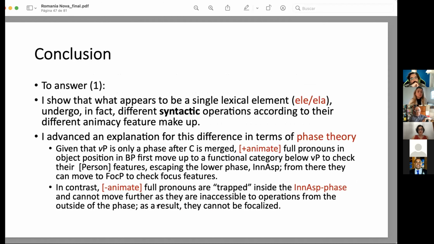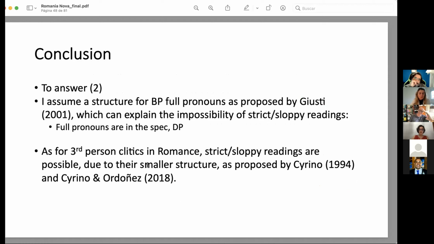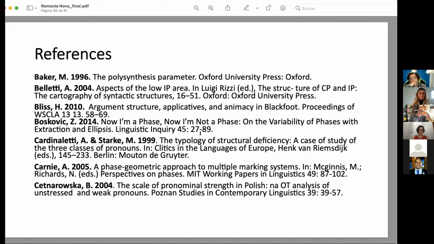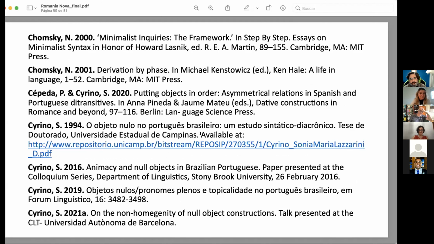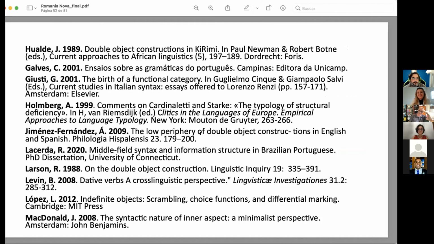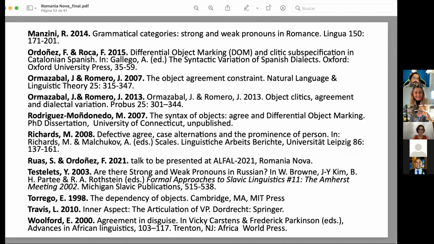So here is just a repetition to answer one. I showed what happens with the full pronouns, depending on the animacy feature. And to answer two, I assumed this structure proposed by Giusti. And that's it. Thank you. These are the references. So I think we have plenty of time to discuss.